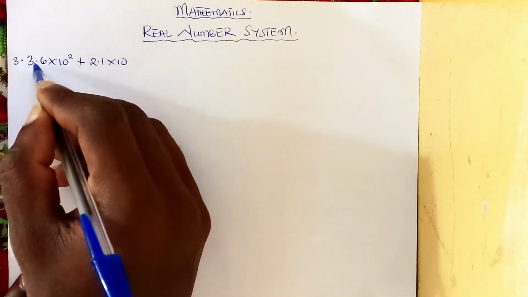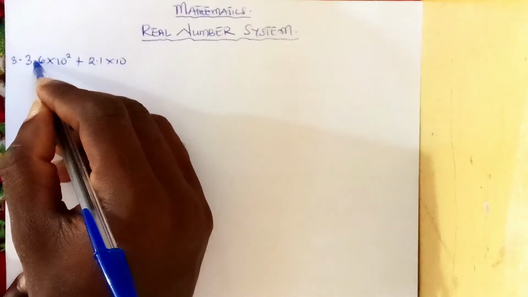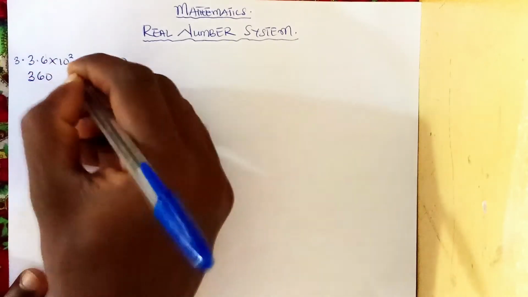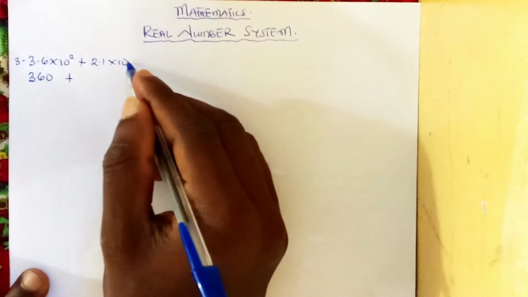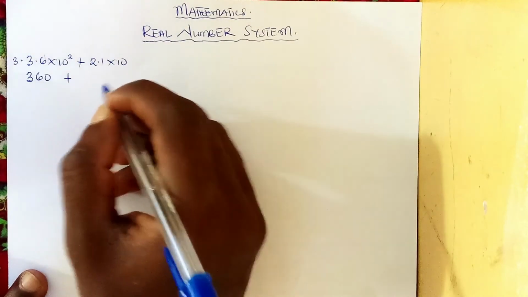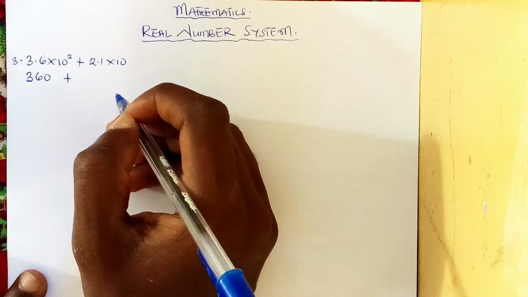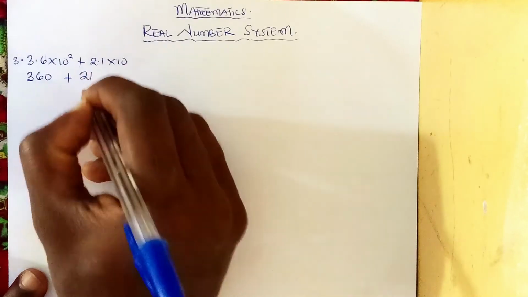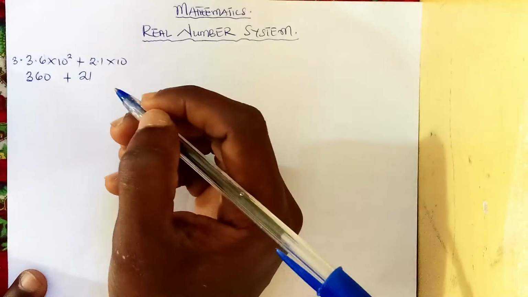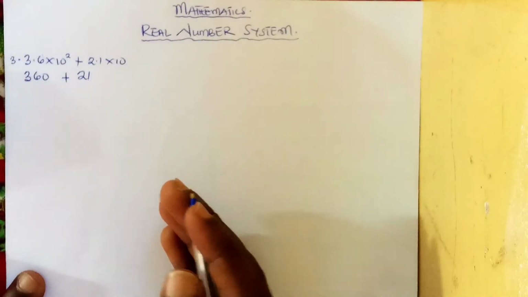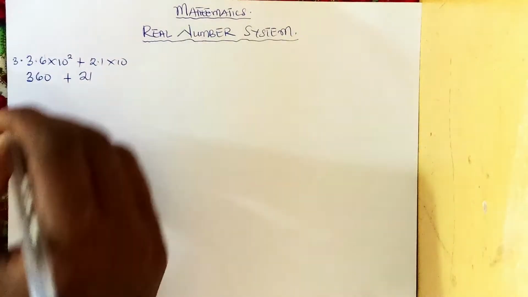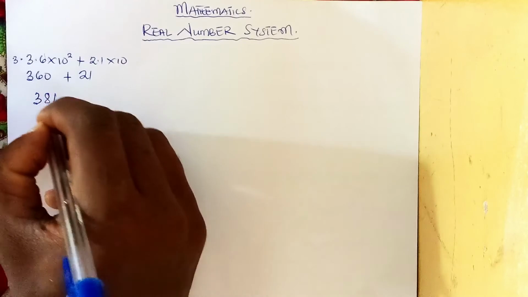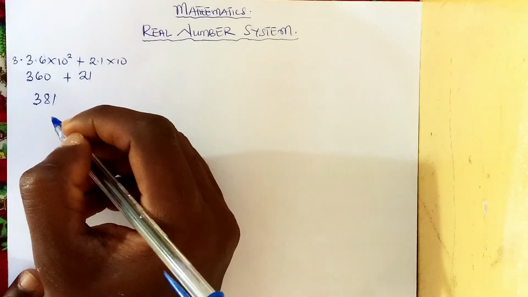Since it's positive, the point moves back to its normal state. That's 1, 2. So we are going to have 360 for the first part. Since the second has an exponent of 1, which is not written, it moves 1, so we have 21. Now we add it and change it back into the standard form after the addition. So now let's add it. We are going to have 3, 8, 1. That's 381 for our answer.